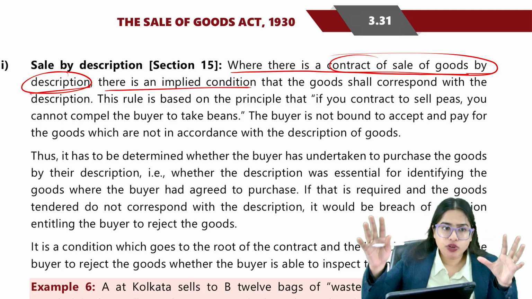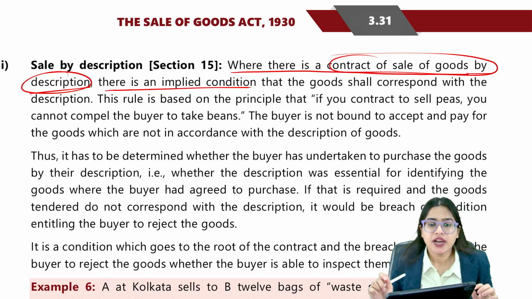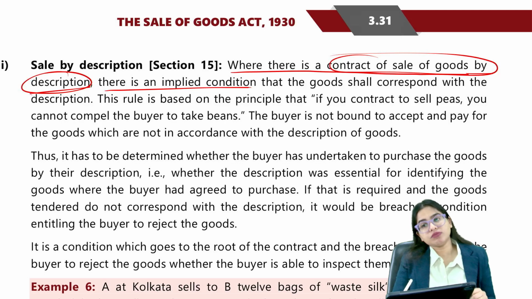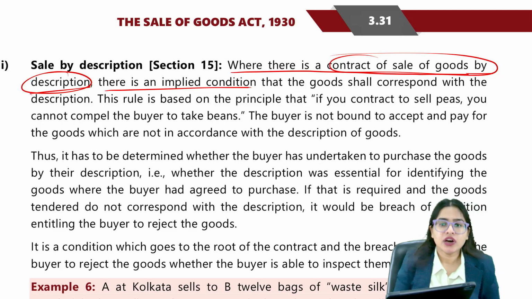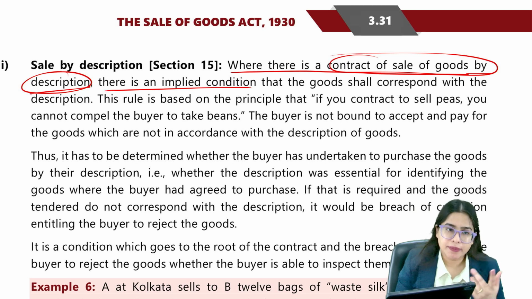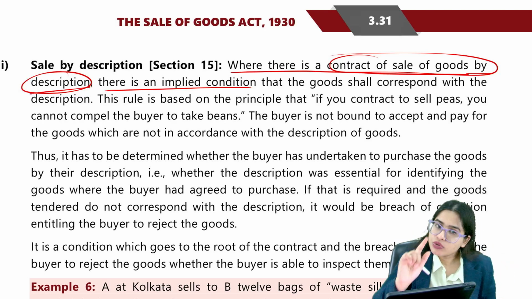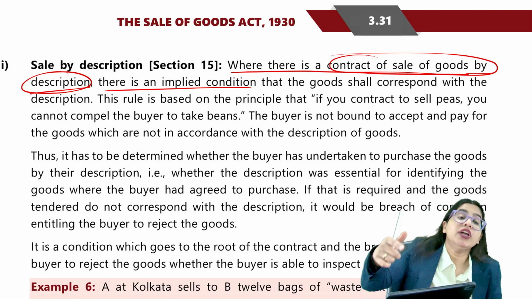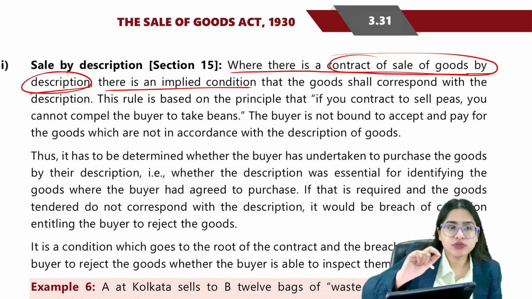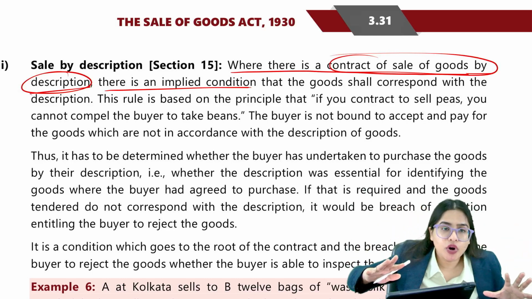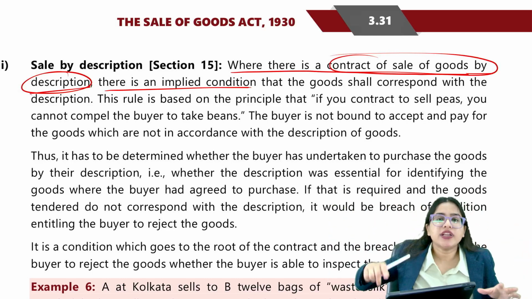If I'm describing your product, I want such kind of product. Let's say I want a mobile phone which has four cameras, a mobile phone with 4 cameras. So I have given a description to you. Now you have to give me a mobile phone with 4 cameras only, because this is an implied condition. If I'm describing the product, you give me that product only as per my description.